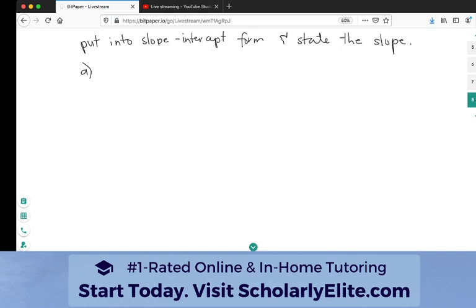Okay, so let's do this one. We've got negative 2y minus 10 plus 2x equals 0. Okay, so this looks more complicated than it actually is. All you have to do is move all of this stuff over to this side because, again, we want to isolate y. Okay, so let's go ahead and do that.